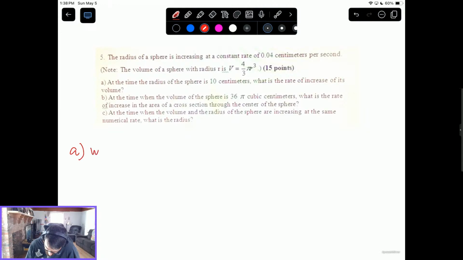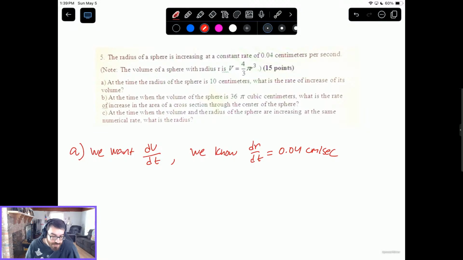All right, so in this case, we want dV/dt. And we know that it says the radius of the sphere is 10 centimeters. And in the directions, it says the sphere is increasing at a constant rate of 0.04 centimeters per second. That's dr/dt. We know dr/dt is equal to 0.04 centimeters per second. Now, interestingly enough, the reason why we call this unit related rates is because you're always going to have two or more rates that are related by a single equation. The question then asks, what is the rate of increase of its volume when the radius is 10? The radius is 10. This is our frozen information. Recall, you can't use the frozen information until the end of the problem.